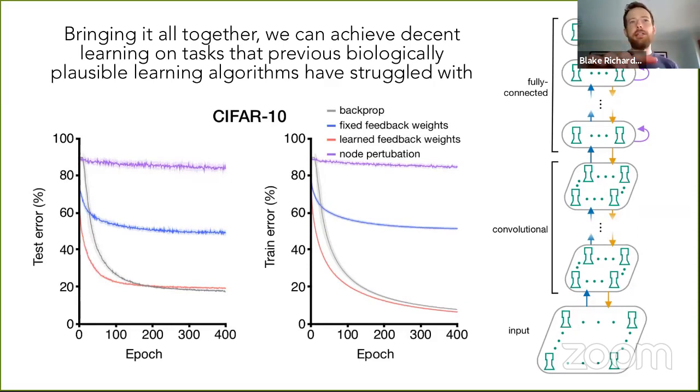So here you're looking at the training error on the right and the testing error on CIFAR-10 for a few different algorithms. Gray is true backpropagation. Blue is feedback alignment, where you leave the feedback weights fixed and it kind of works, but not super well. And then red is our algorithm, where you have learned feedback weights and also some of the recurrent linearization that occurs. And I should say, this is trained on this network structure.